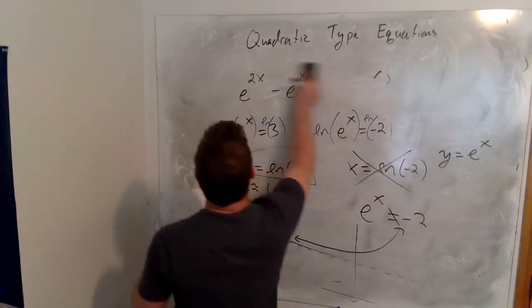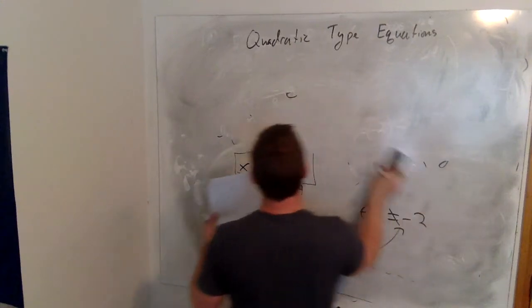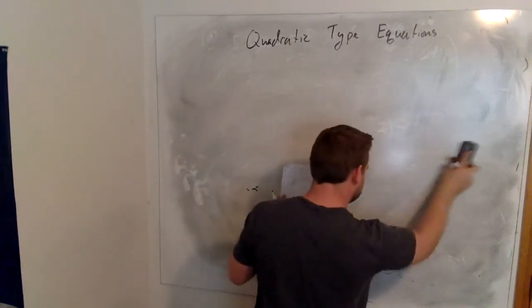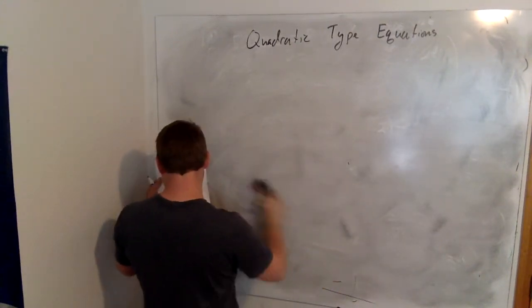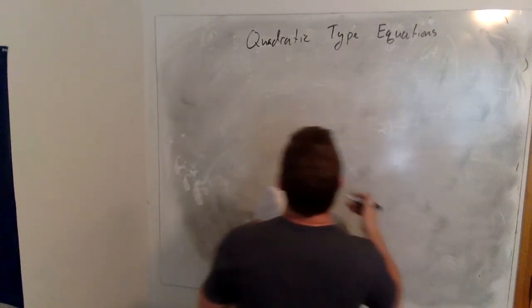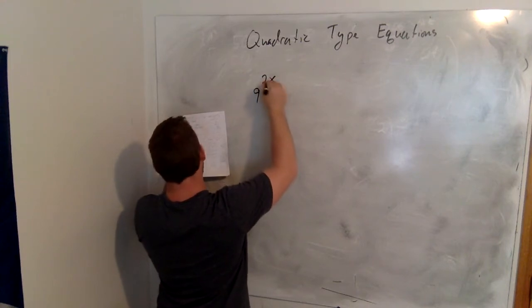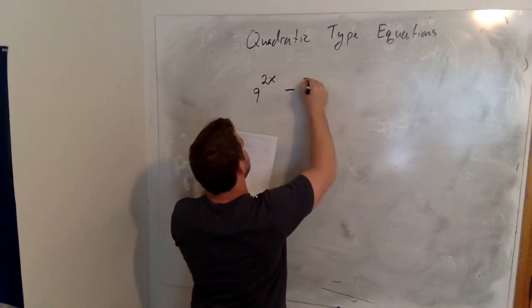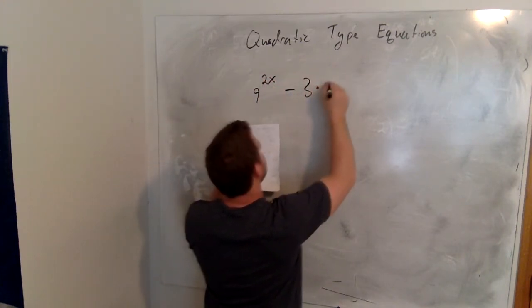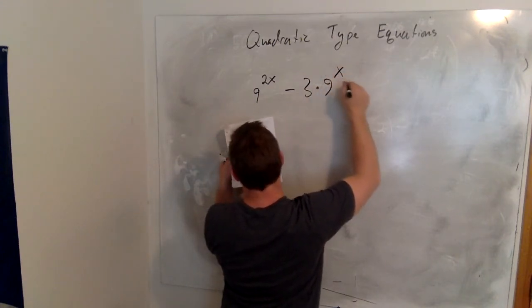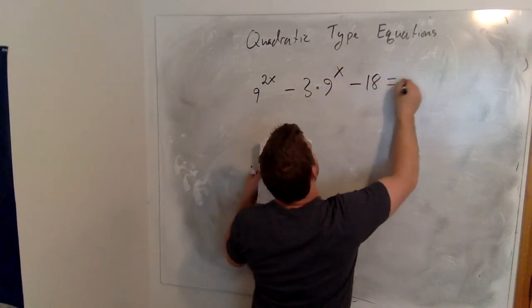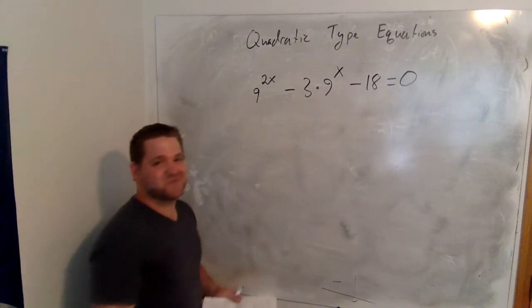Okay. Let's have you try one of this flavor. Okay. So try the following. Let's say we have 9 to the 2x minus 3 times 9 to the x minus 18 is equal to 0. Go ahead and pause the video and give this a shot.